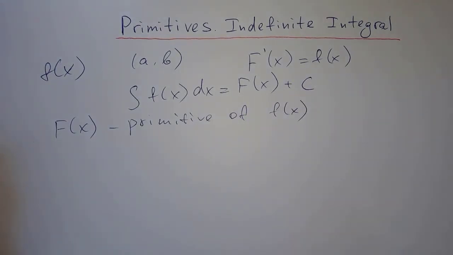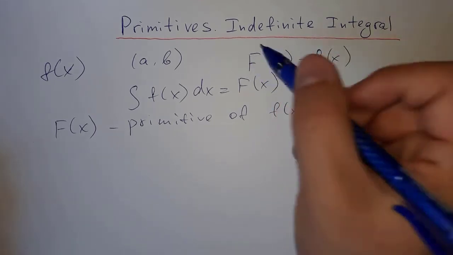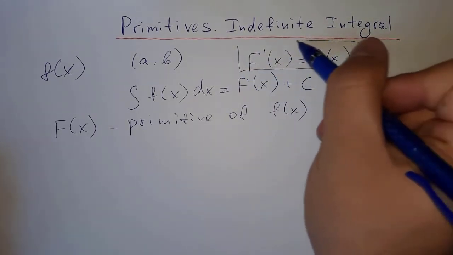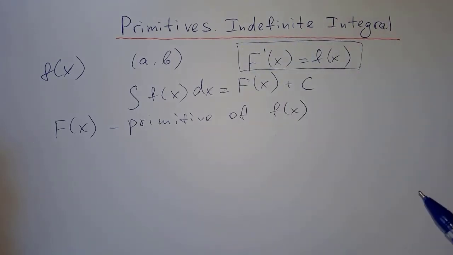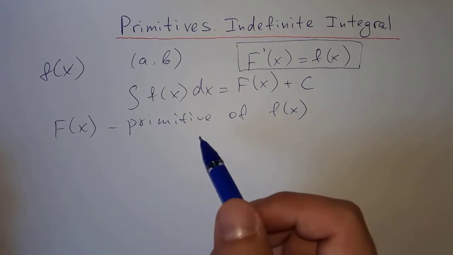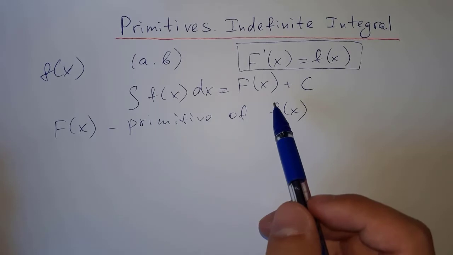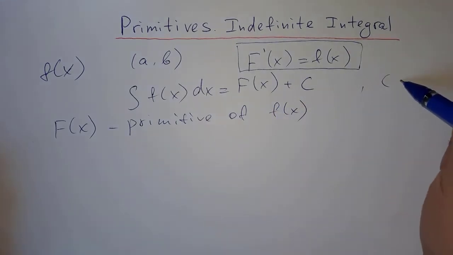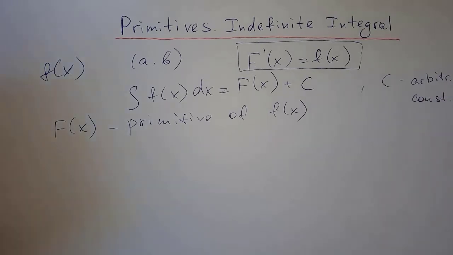So now you can see here it should satisfy this condition. So the derivative of the primitive equals the function. And in this case, we can define the indefinite integral here. So here c is any arbitrary constant. So now let's give the basic rules of integration.